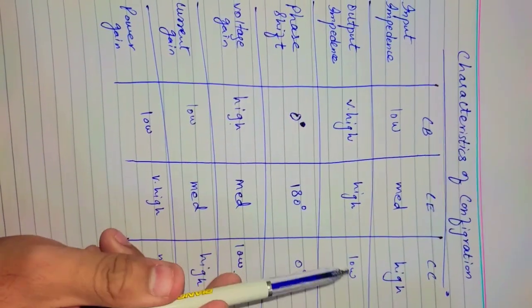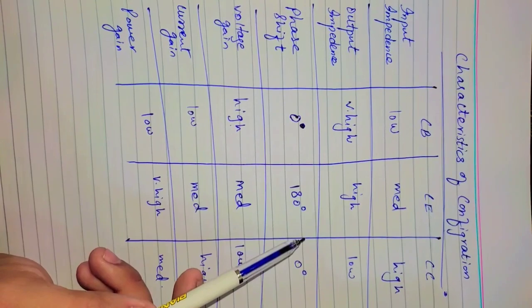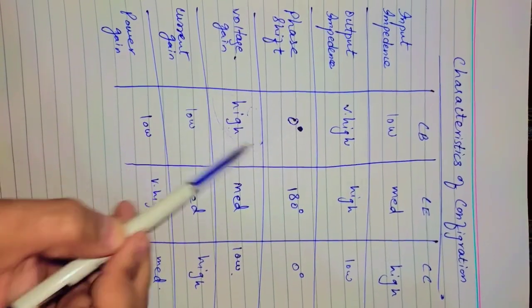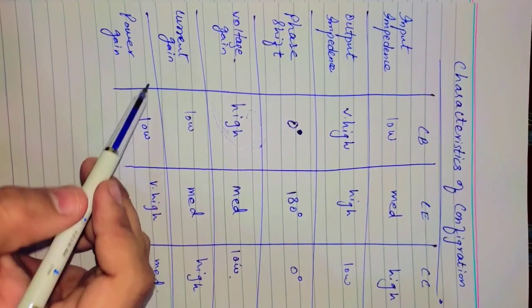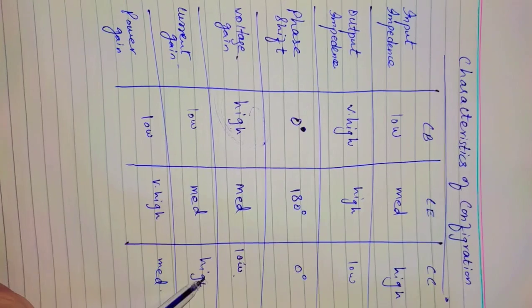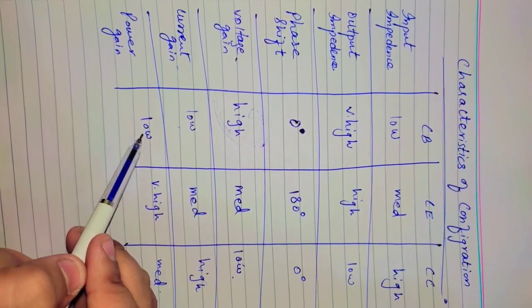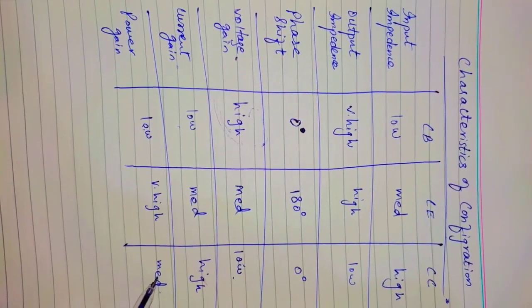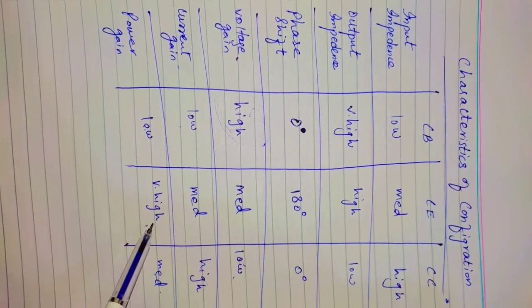So these are the characteristics of configurations of a bipolar junction transistor. Common base has high voltage gain because it has voltage gain but no current gain. Common collector has current gain but no voltage gain. So power gain will be low for common base, medium for common collector, and very high in common emitter configuration.